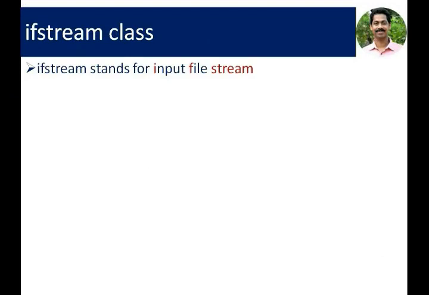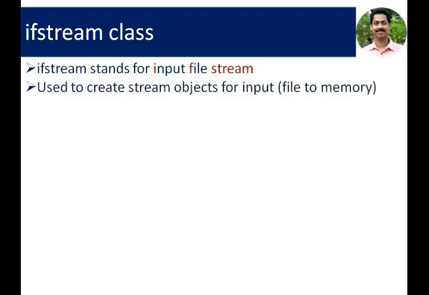So first we are going through the IFStream class. It stands for input file stream. Input file stream means we can input data from a file to memory. It is used to create stream objects for input. So this stream class is used to create stream objects. A stream object is the object which is used to identify a file, for an input file.